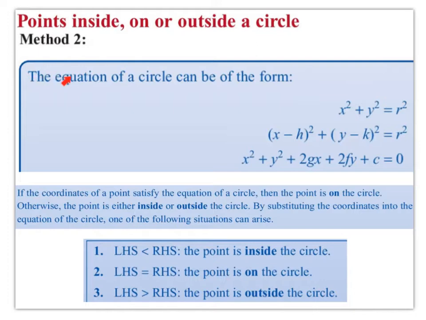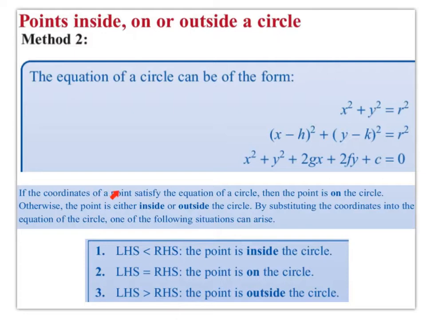Method 2. The equation of a circle can be in the form of x squared plus y squared equals r squared. This is if the centre is 0, 0. Or (x minus h) squared plus (y minus k) squared equals r squared. Or x squared plus y squared plus 2gx plus 2fy plus c is equal to 0.